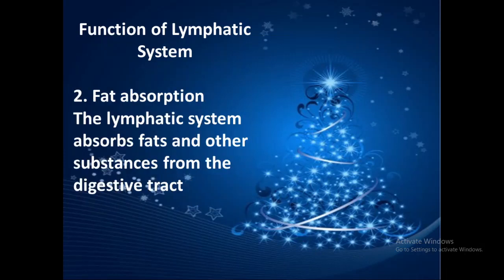The next function of the lymphatic system is fat absorption. The lymphatic system absorbs fats and other substances from the digestive tract. Special lymphatic vessels called lacteals, relating to milk, are located in the lining of the small intestine. Fats enter the lacteals and pass through the lymphatic vessels to the venous circulation. The lymph passing through these lymphatic vessels has a milky appearance because of its fat content. It is called chyle.